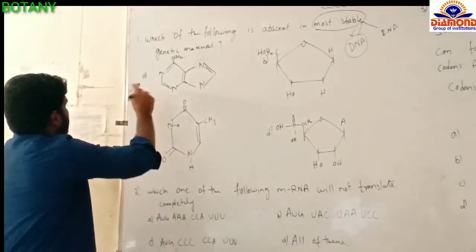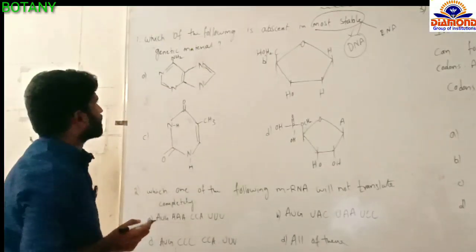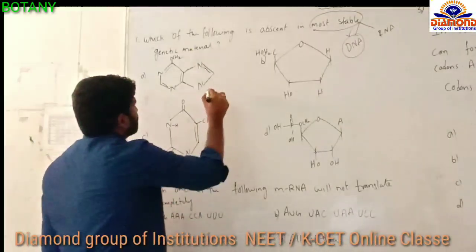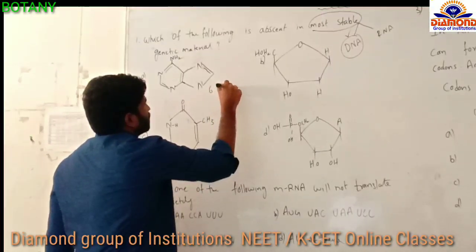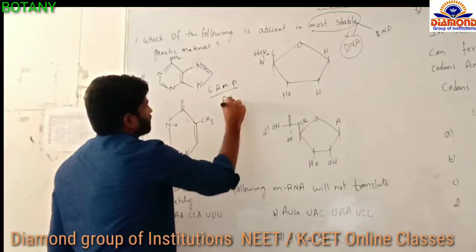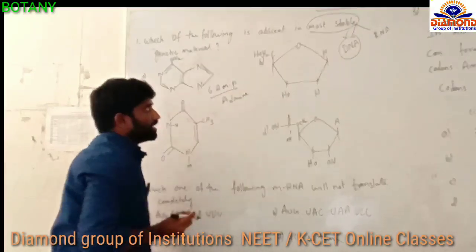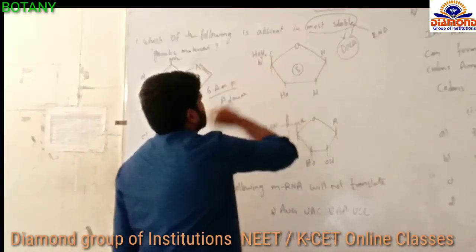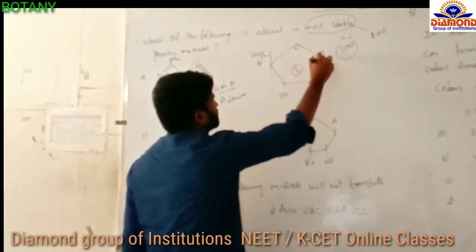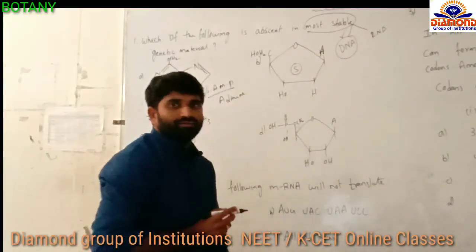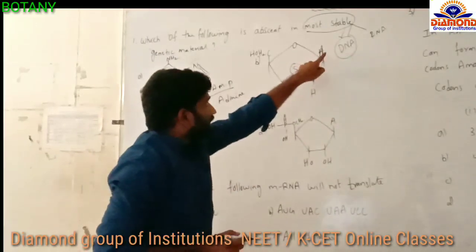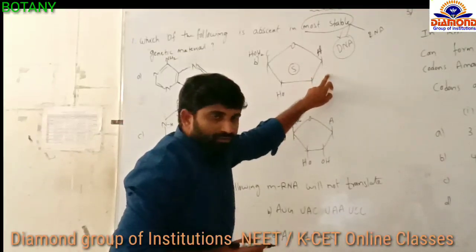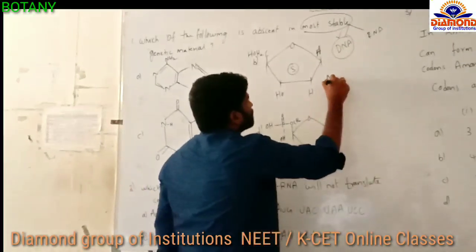The options are given as some structures. Option A is 6-aminopurine, which is also called adenine. Option B is given as a sugar and a nitrogen base. Only the sugar and nitrogen base are mentioned. The nitrogen base is attached to the first position of the sugar, and we can call this a nucleoside.